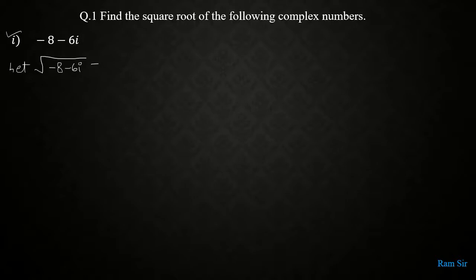So therefore square root of -8 -6i will be, we are assuming, a plus ib, which is a standard form of any complex number. So our ultimate aim is to find out the value of a and b. As soon as we get the value of a and b, we get the square root of the given complex number. So now the first step, remove the square root sign. For that we have to do square on both sides.